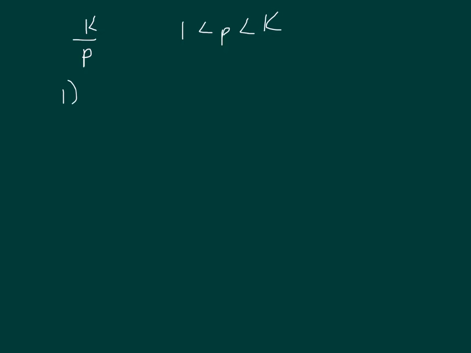Well, the first clue says k is greater than 4 factorial. To review, 4 factorial is 4 times 3 times 2 times 1, and that's 24. So k is bigger than 24, but it doesn't tell me anything about p, so that's nothing. Let's look at clue 2.